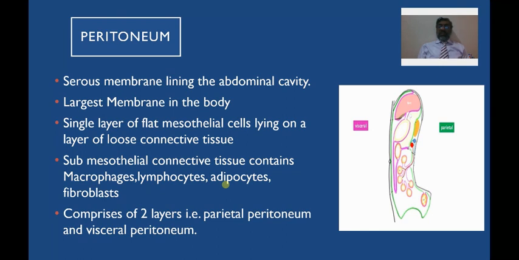This peritoneum is comprised of two layers. One is parietal peritoneum and the second one is visceral peritoneum. This picture is showing you this division of peritoneum into parietal and visceral peritoneum. Parietal peritoneum, you know that it is outside the visceral peritoneum.